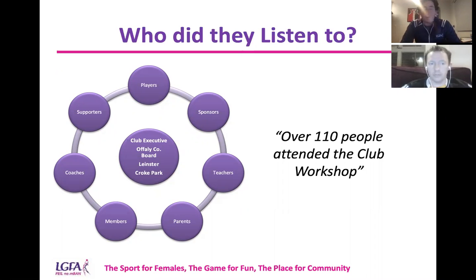Members of their club, just normal members of their club as well. They had coaches and they had supporters. So they mightn't have been members of the club, but they might have turned up at every game. And I'm sure we all know that in our local club as well.